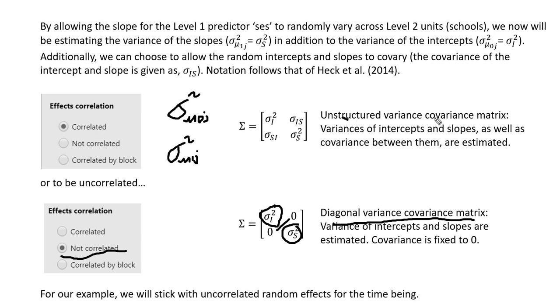An unstructured variance-covariance matrix is specified by using the correlated option under effects correlation. In this case we're estimating 3 parameters instead of 2. With the diagonal matrix, we are estimating two parameters at level 2, which are the variance of the intercepts and the variance of the slopes. If we specify an unstructured matrix, then we are estimating 3 parameters: the intercept variance, the slope variance, and then the covariance between the two.